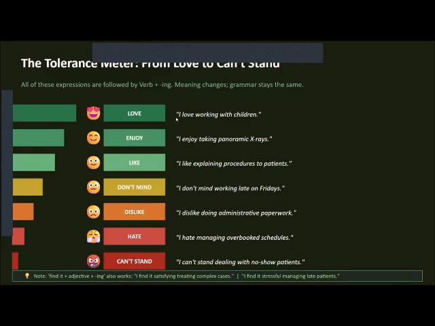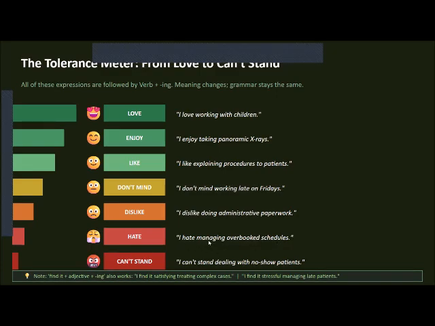I love working with children. I enjoy taking panoramic x-rays. I like explaining procedures to patients. I don't mind working late on Fridays. I dislike doing administrative paperwork. I hate managing overbooked schedules.